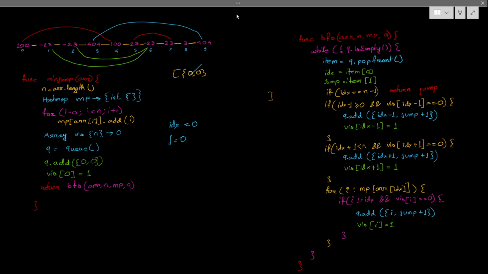There will be 0. Now here I have to check whether it is my n minus 1. No, it is not my n minus 1 because it is 0. N minus 1 is 9. So I cannot jump. Sorry, I cannot return anything.